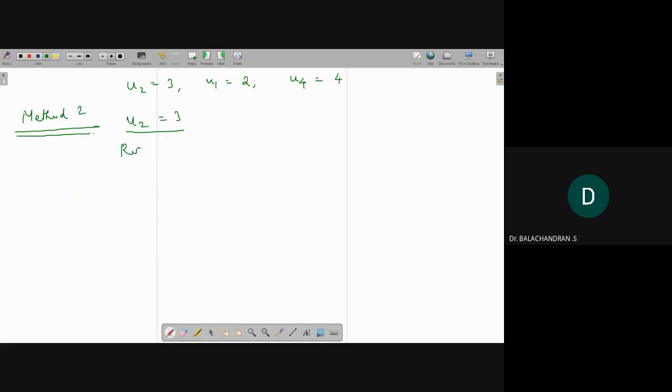So rough values. U1, U2 and U4 are okay. I don't want to explain this method again because you know that, and you know the answer also. So you verify later.